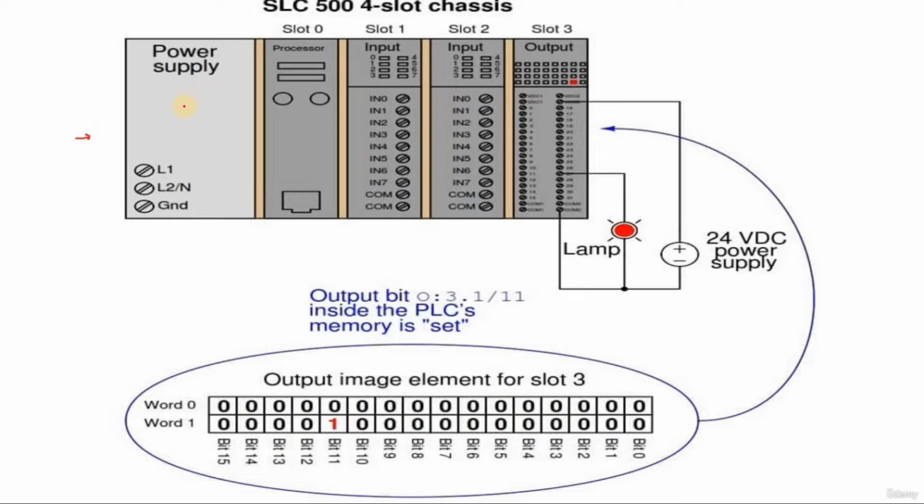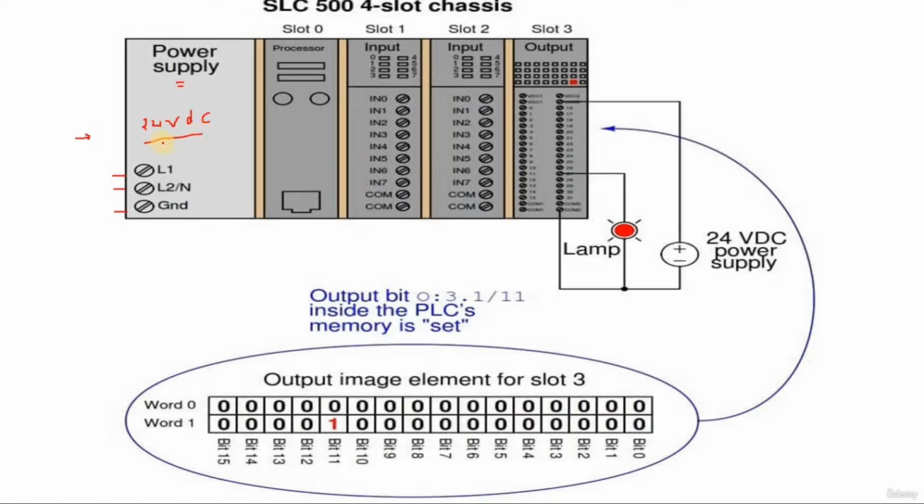The first block is the power supply block, which we have already discussed. Here the terminals are given for providing the power supply. This is the 24 volt DC power supply. As and when you are thinking about the addressing for such types of PLC, you have to focus on these essential points.